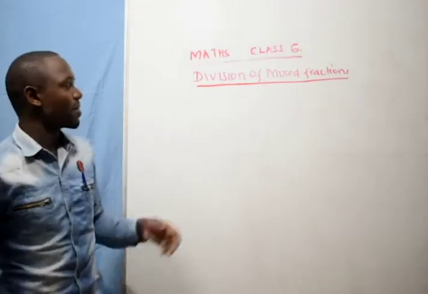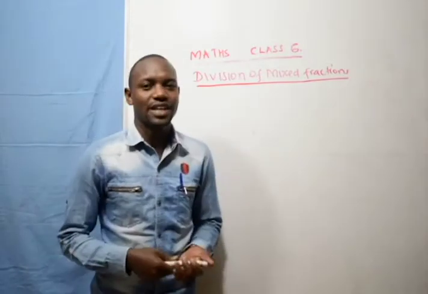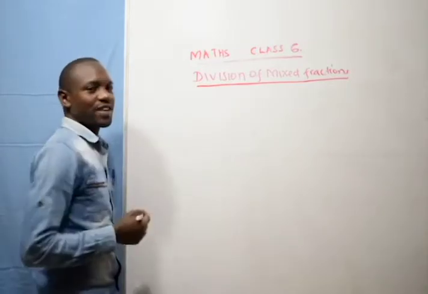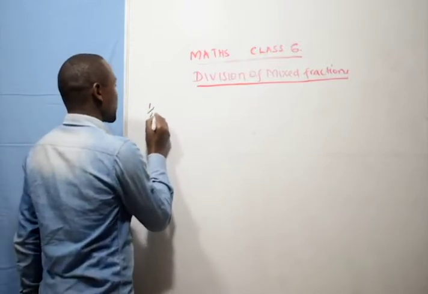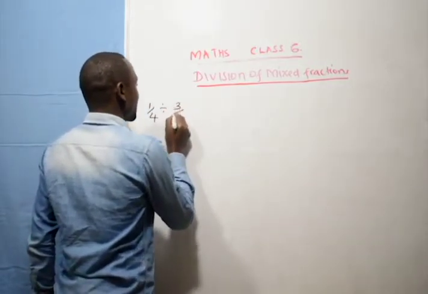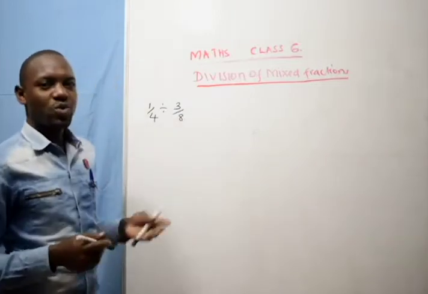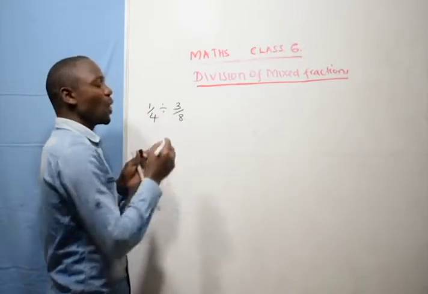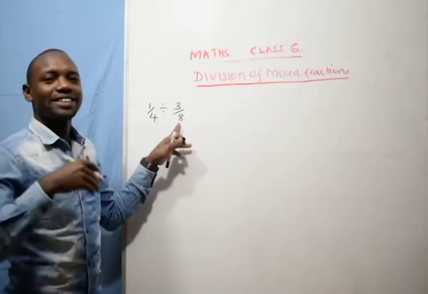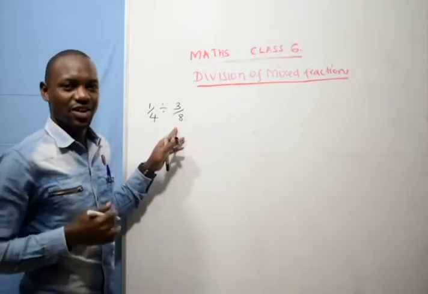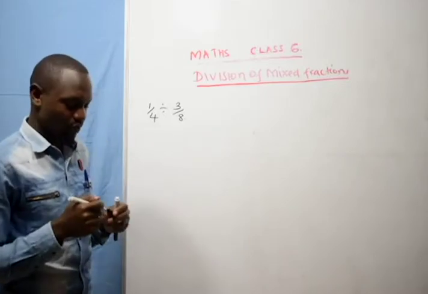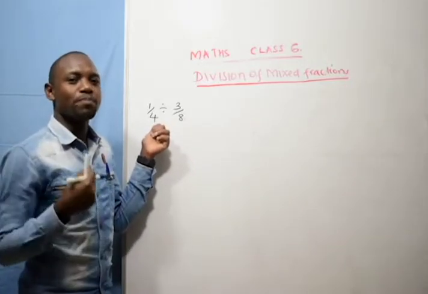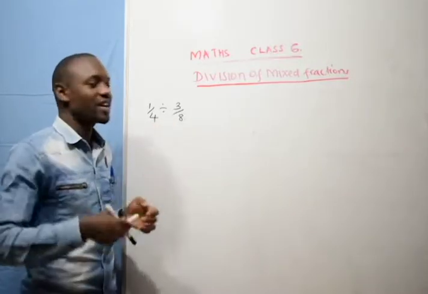Welcome to today's lesson, a mathematics lesson where we are going to look at division of mixed fractions. Let me take you back to division of fractions. We said when you are dividing fractions, for example, 1 over 4 divided by 3 over 8, step 1, you change the division sign to multiplication, then you multiply by the reciprocal of the number that you are dividing with. So to divide fractions, you take the first fraction and multiply by the reciprocal of the second fraction.